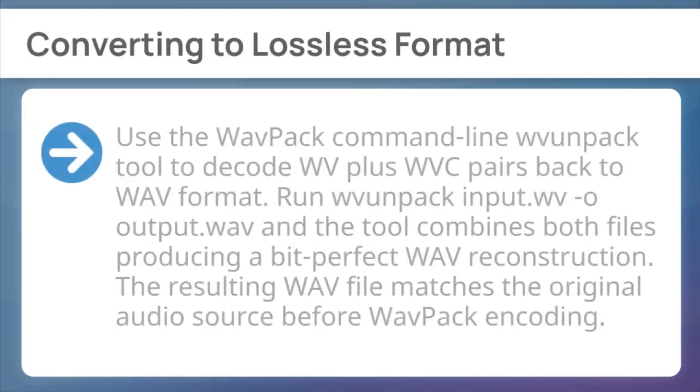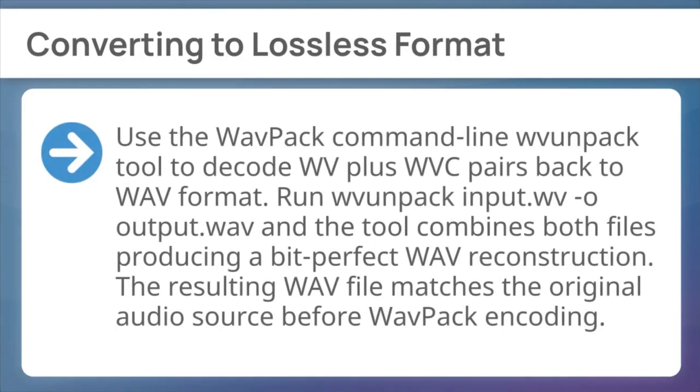Finally, converting to lossless format. Use the WavPack command line WV Unpack tool to decode WV plus WVC pairs back to WAV format. Run WV Unpack input.wv output.wav and the tool combines both files, producing a bit-perfect wave reconstruction. The resulting wave file matches the original audio source before WavPack encoding.